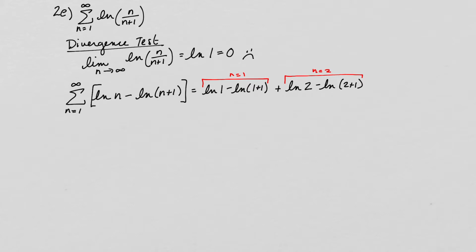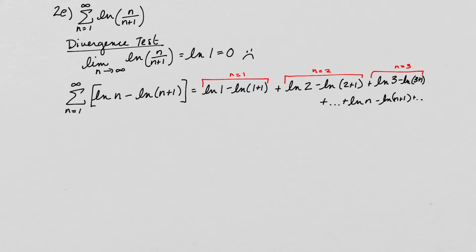Plus, we'll do the next term. The next term would be the natural log of 3 minus the natural log of 3 plus 1. So this is the n equals 3 term. And we're going to keep going. So there's this generic term, the natural log of n minus the natural log of n plus 1. And we will keep going.